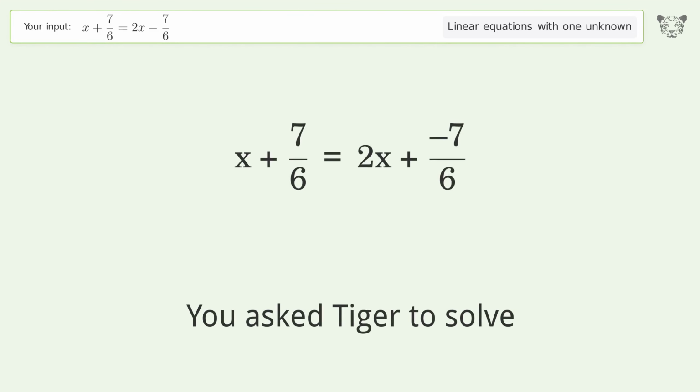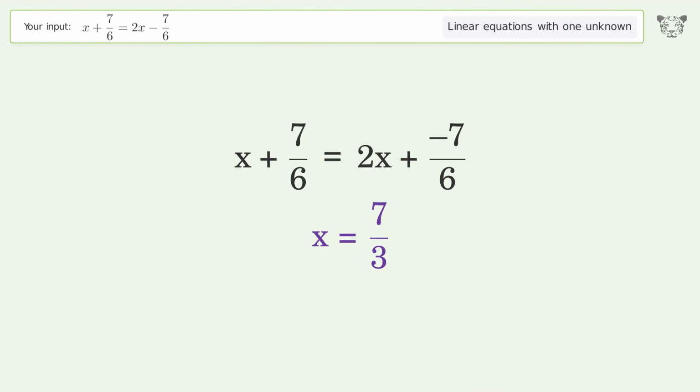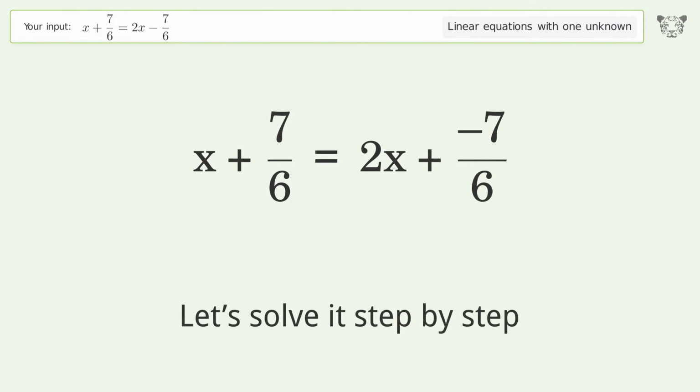You ask Tiger to solve this. It deals with linear equations with one unknown. The final result is x equals 7 over 3. Let's solve it step by step.